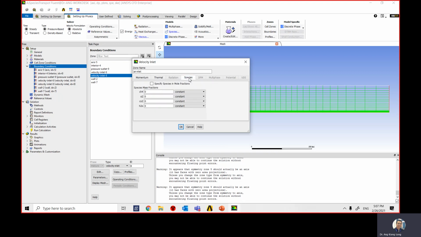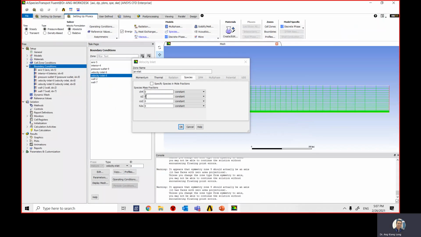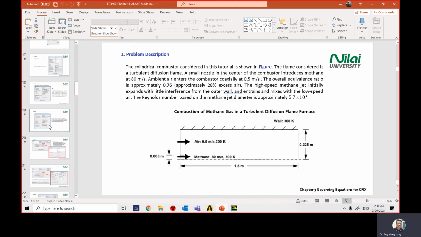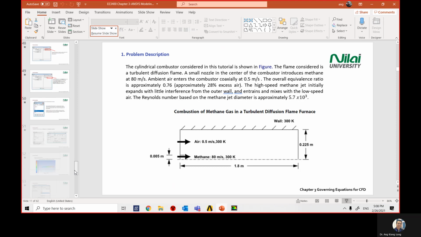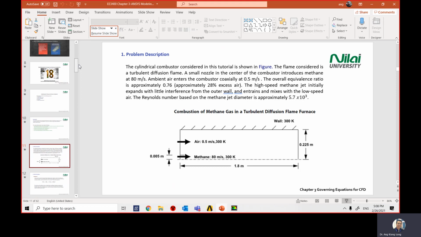Then after that, we go to species here. In species, we will define oxygen. For oxygen, the mass fraction here will be 0.23. Okay, 0.23. The values that we use in all these settings are referring to experimental data, which is defined in a reference. Let me find the reference for you. Let me put it somewhere.